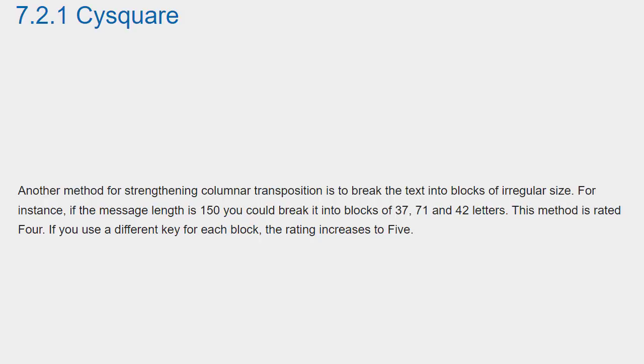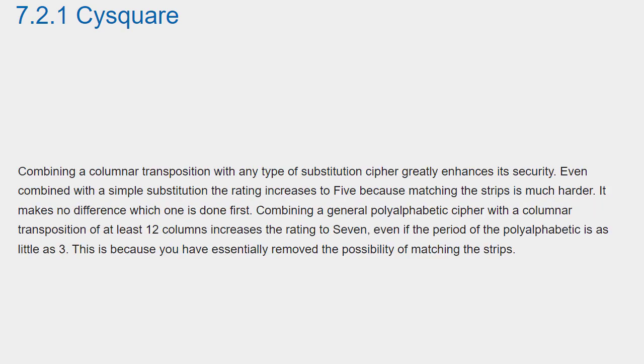Another method for strengthening columnar transposition is to break the text into blocks of irregular size. For instance, if the message length is 150, you could break it into blocks of 37, 71, and 42 letters. This method is rated 4. If you use a different key for each block, the rating increases to 5.